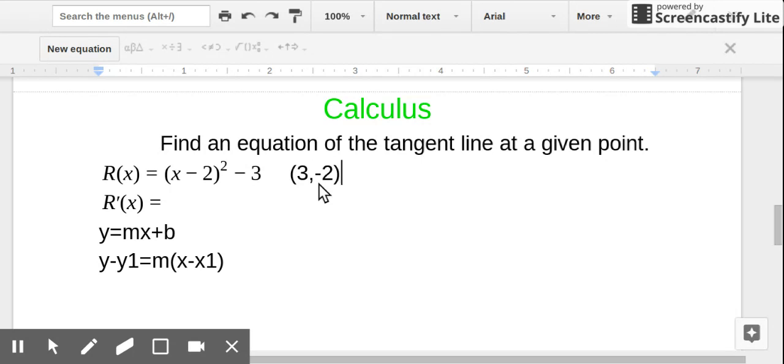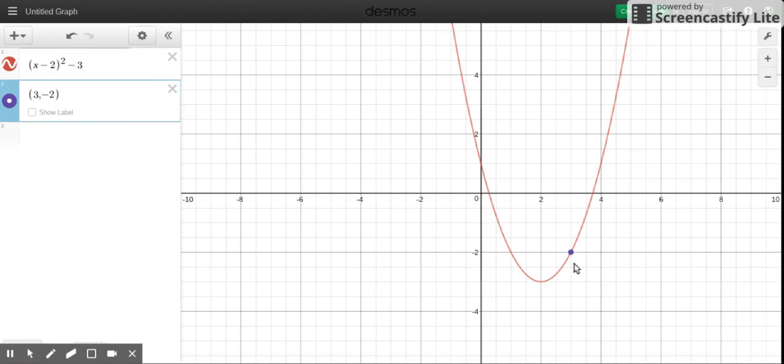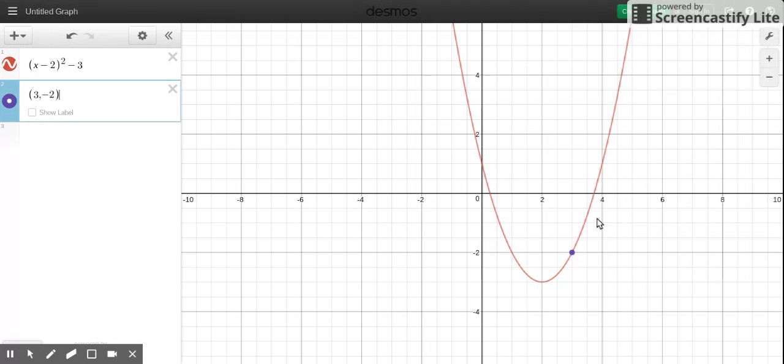All right, let's take a look at the graph here, see what we got. So at 3, negative 3, here's the graph, and there's 3. We're going to be looking for the tangent line that passes through that point, 3, negative 3. Let's see if this graphing calculator will identify a point. Yeah, there's the point right there. Okay, so we want to find that tangent line.